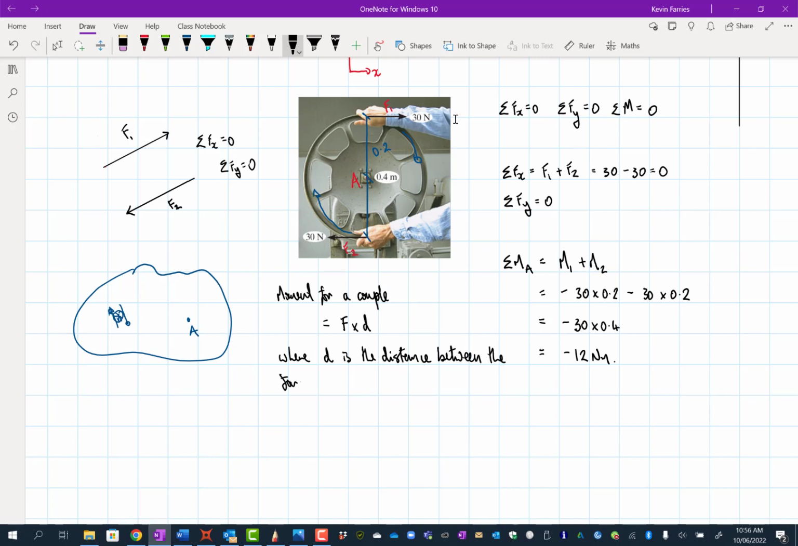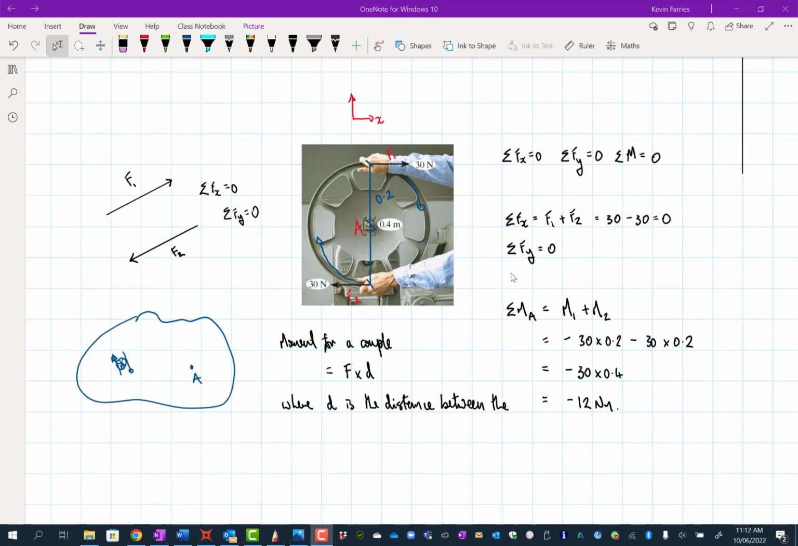And so there's a place we have to be careful here. Sometimes when you look at a couple, you would think it would be 30 plus another 30, 60 times 0.4, but it's not. It's the magnitude of each force, of one of those forces, times the lever arm. Why is that? Well, if you imagine a point in the middle, the lever arm from that point is actually half of the total distance. Therefore, if we're calculating the moment, it's really this 30 times 0.2 plus another 30 times 0.2, which is just 30 times 0.4. So just be careful with that one. That's what a couple is.